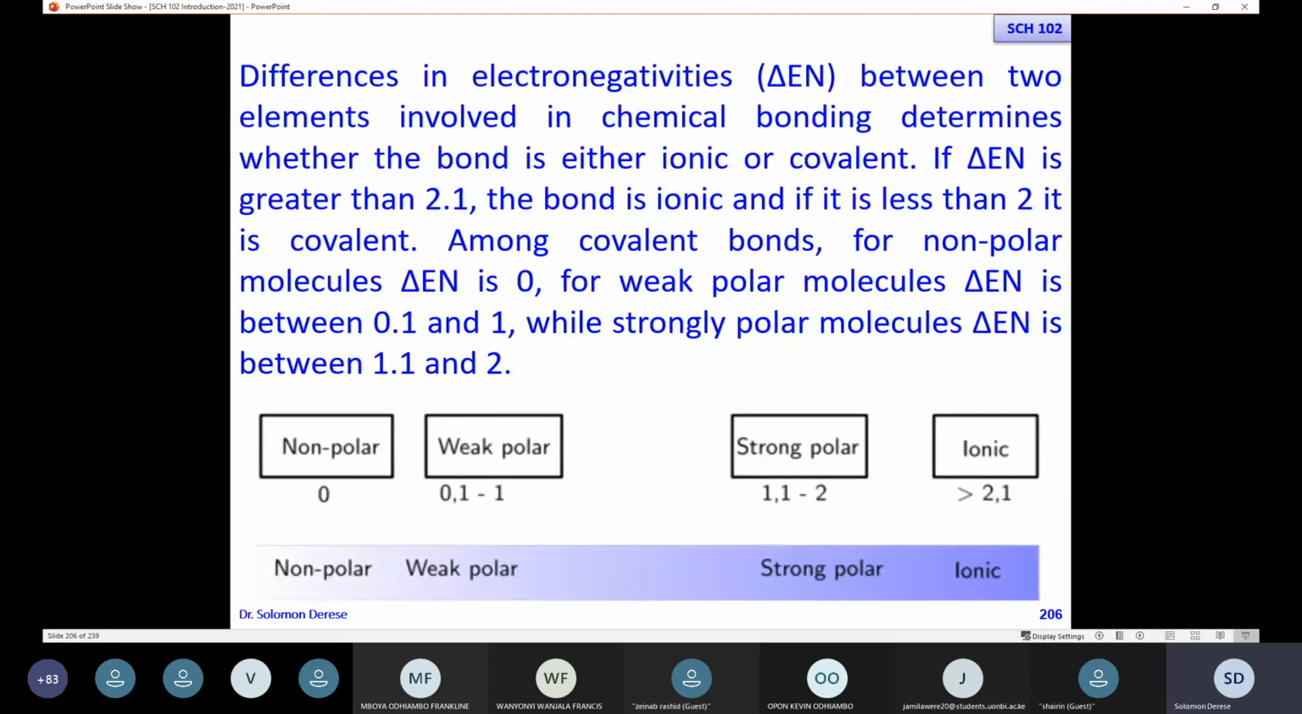So depending on the differences in electronegativity between the atoms involved in chemical bonding, you can tell whether the chemical bond between the two is ionic or covalent. Then when it is covalent, whether it is non-polar, weakly polar, or strongly polar.